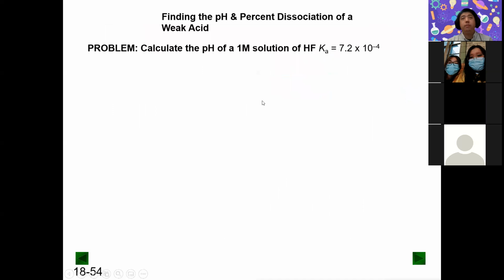So go ahead, take a minute, copy down this information. I want you to find the pH of this solution here, this weak acid, HF, given this Ka and given this concentration. All right, I'll give you about a minute or two to work on it.